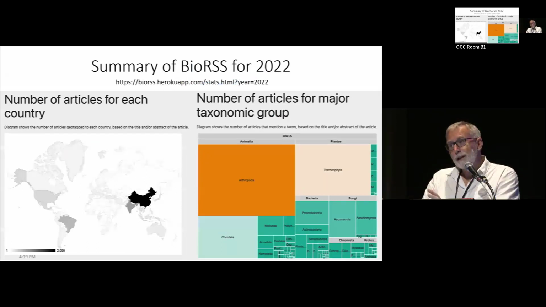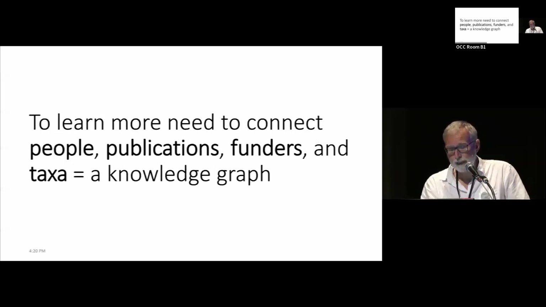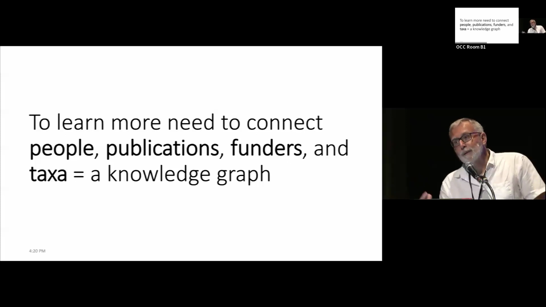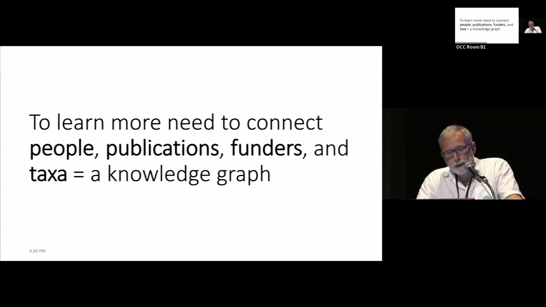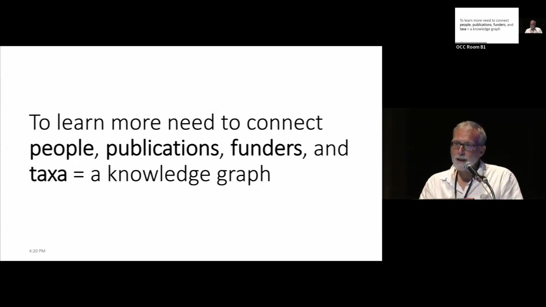On the right, what taxonomic groups are people studying? Lots of animals, mostly arthropods, lots of plants, and a few other things. So anecdotally, there seems to be a lot of taxonomy happening, and it's mostly in those countries, or maybe it's mostly about those countries. But if we want to really drill down a bit more, what I thought we could do is build, of course, a knowledge graph. If I'm going to be talking, there's going to be a knowledge graph to connect people, publications, and funders to those species. Basically, where's this work being done, and who's paying for it?